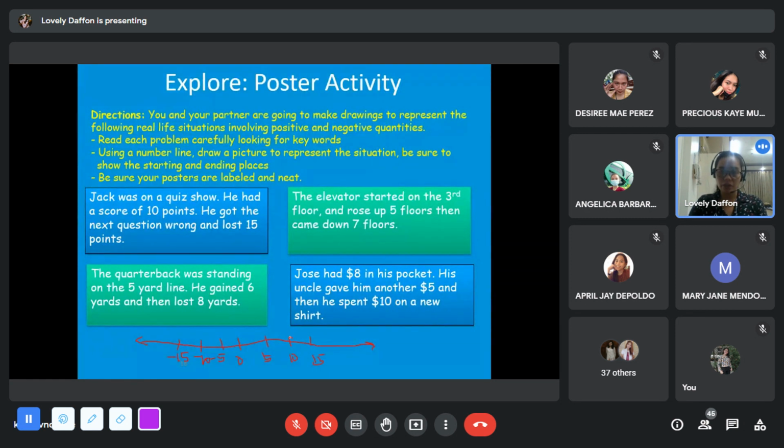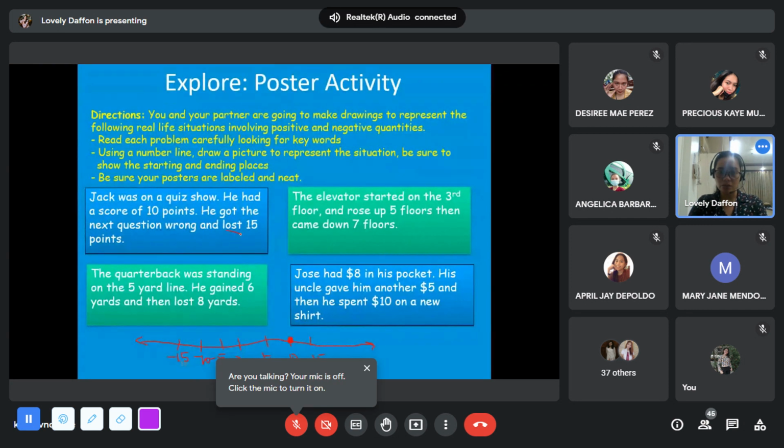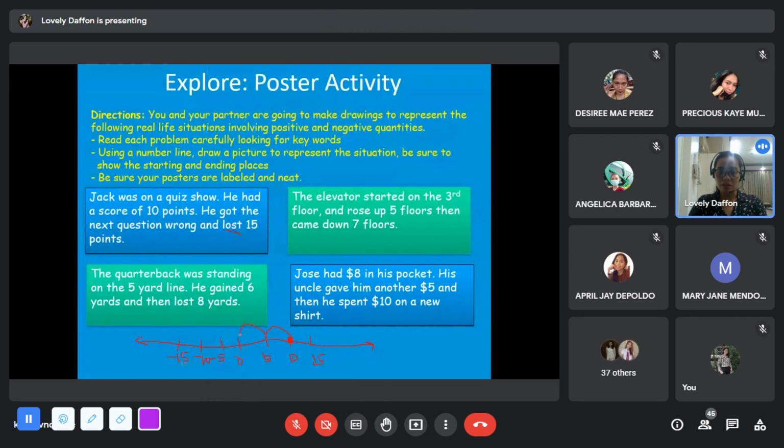Jack was on the quiz show. He had 10 points. Then he got the next question wrong and lost 15 points. So we have 5, 10, and 15. That's the new score now. So what would be the numerical equation? This would be 10 minus 15. We have 10 minus 15 equals negative 5.